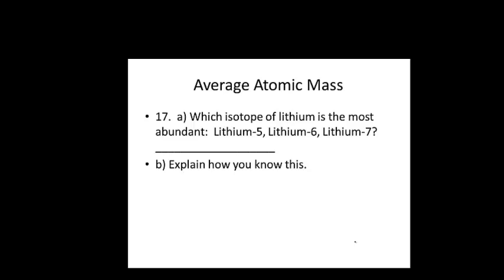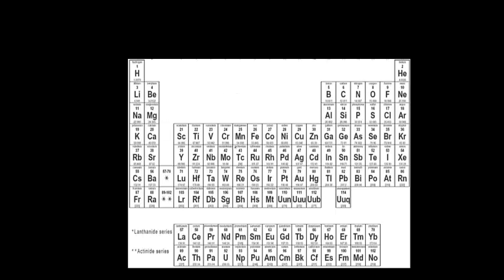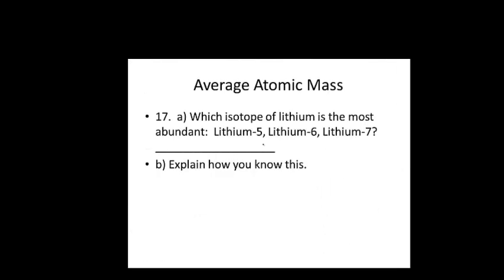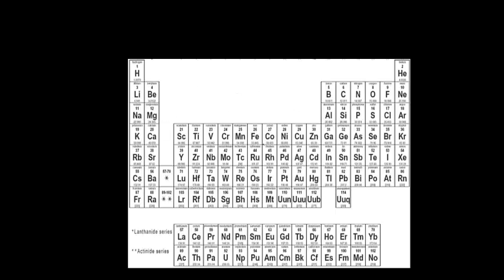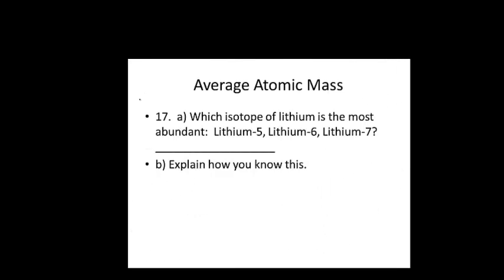Alright, average atomic mass. If you remember, average atomic mass is the other number on the periodic table, the numbers down here that have a bunch of decimals. So this question asks, which isotope of lithium is most abundant? Lithium 5, lithium 6, or lithium 7? Explain why. So let's find lithium. Lithium's average atomic mass is 6.941.